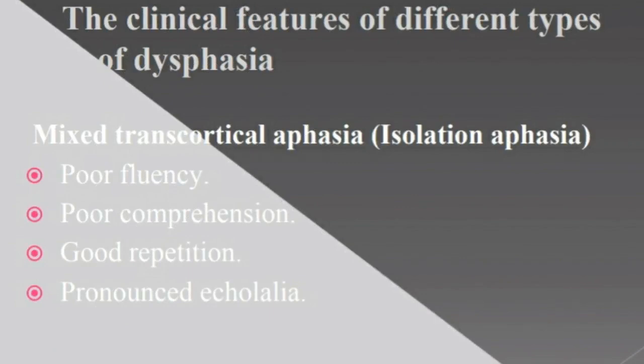If both areas of speech, Wernicke and Broca, are isolated from the core of the language area, there will be features of global aphasia, except of course for repetition. So there will be poor fluency, poor comprehension, pronounced echolalia, with normal, intact, good repetition.